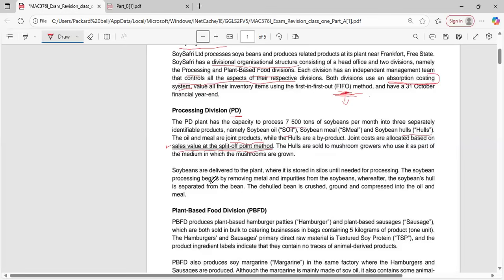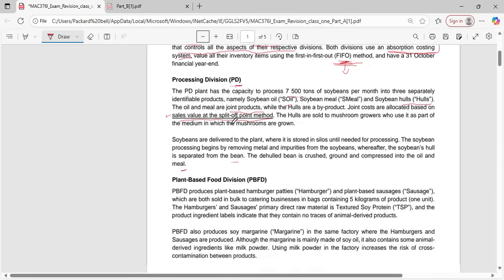Then they say soybeans are delivered to the plant where they are stored in silos until needed for processing. The soybean processing begins by removing metal and impurities from the soya beans, where after the soya bean hull is separated from the bean. The dehulled bean is crushed, ground, and compressed into the oil and meal. So that's the information about the processing division. So let's look at the actual information.